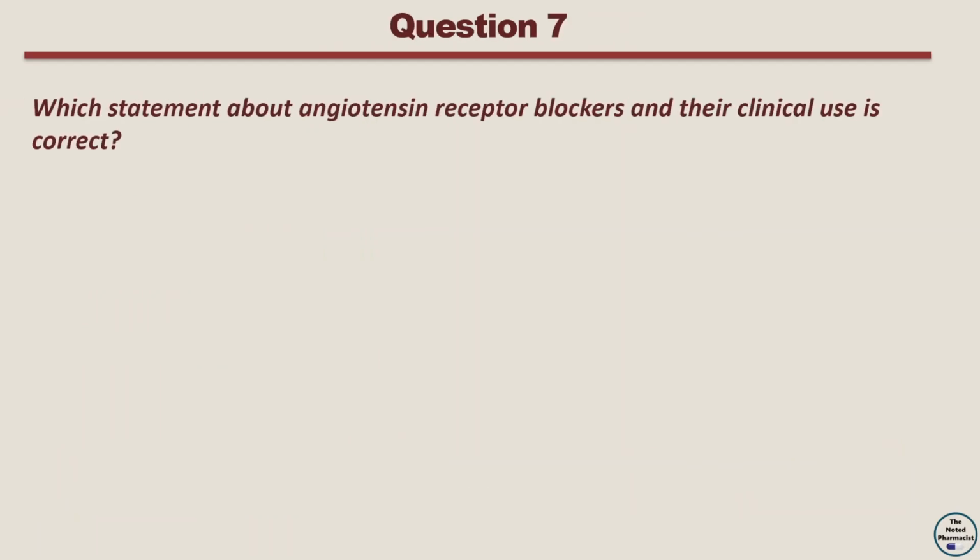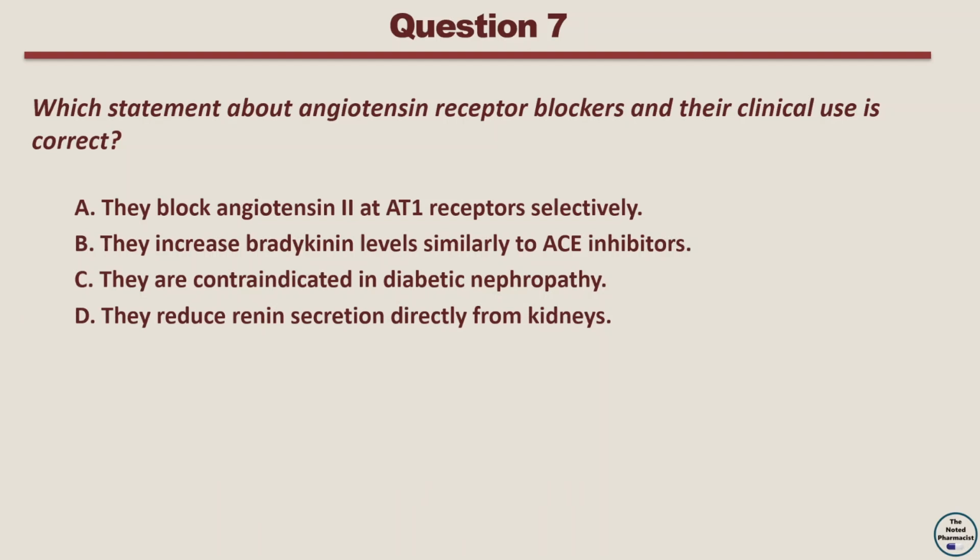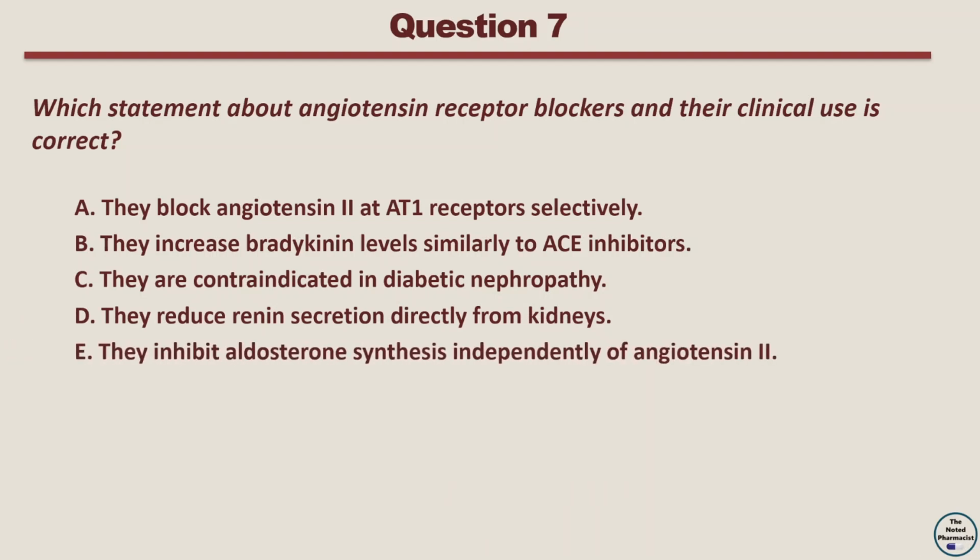Question 7. Which statement about angiotensin receptor blockers and their clinical use is correct? Option A. They block angiotensin II at AT1 receptors selectively. Option B. They increase bradykinin levels similarly to ACE inhibitors. Option C. They are contraindicated in diabetic nephropathy. Option D. They reduce renin secretion directly from kidneys. Option E. They inhibit aldosterone synthesis independently of angiotensin II.